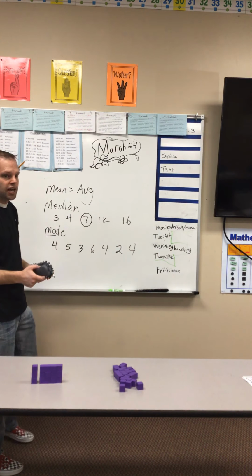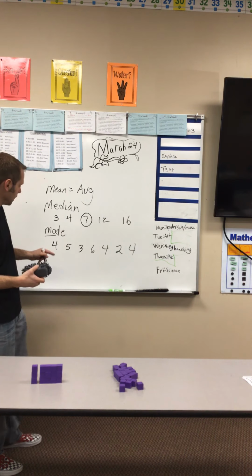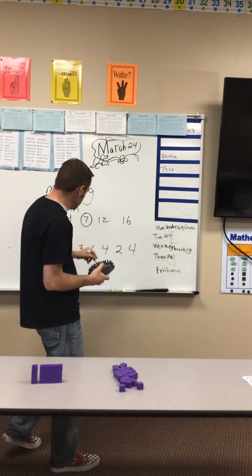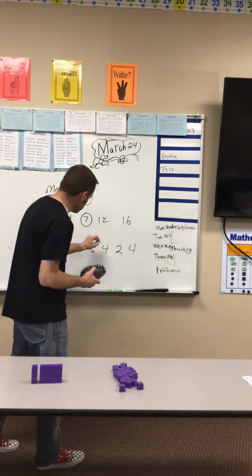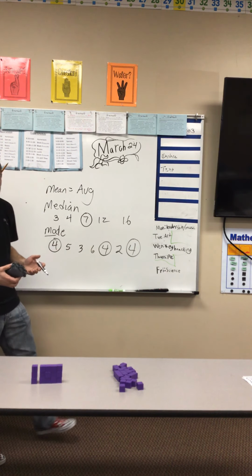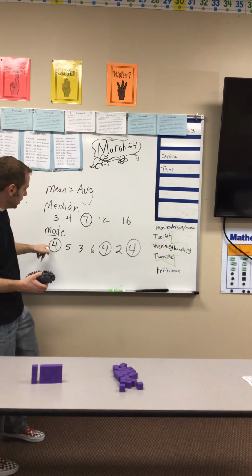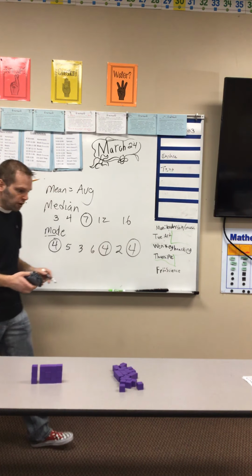I'm looking for the data that has the most of that one represented. Okay? 4, 5, 3, 4, 2, 4. The 4, if you look closely, there are the most 4s in that data set. So the number with the most, MO for mode, is the number that I'm looking for.